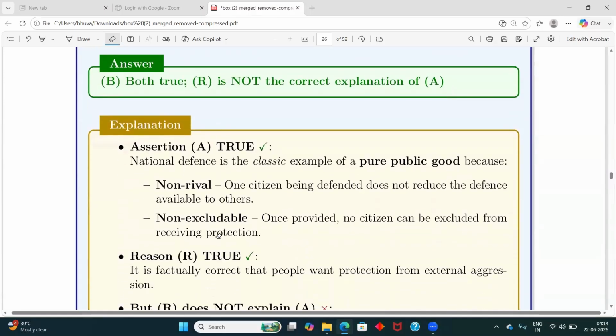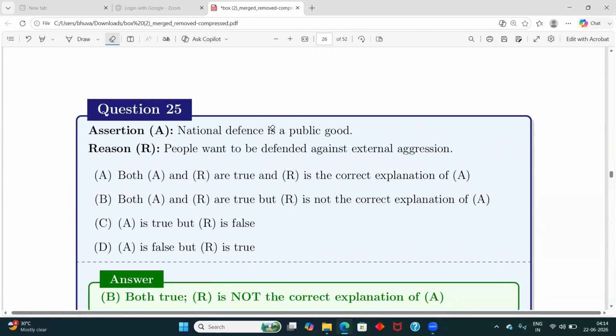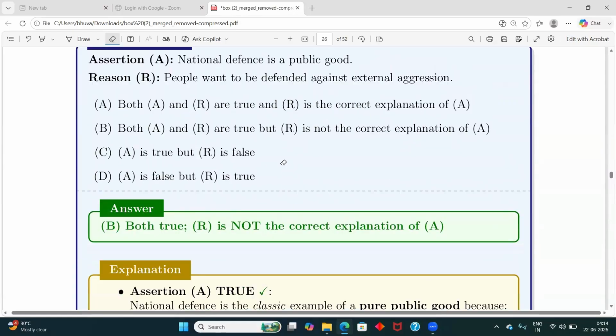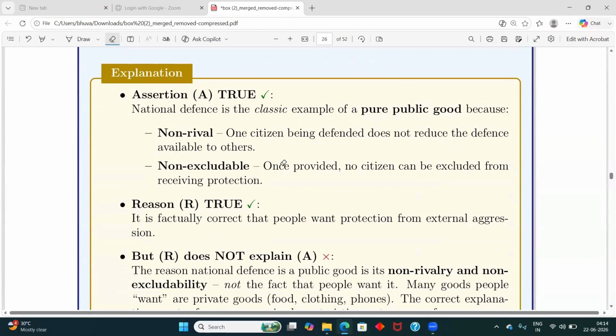Let's see the explanation. We know national defense is a public good. Yes, it is true. It is non-rival and non-excludable. We explained these definitions in the previous question. Non-rival means one citizen being defended does not reduce the defense available to others. Non-excludable means once provided, no citizen can be excluded from receiving protection. The reason is factually correct, that people want protection from external aggression.